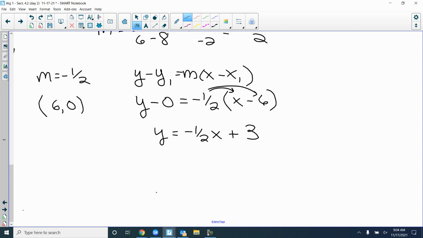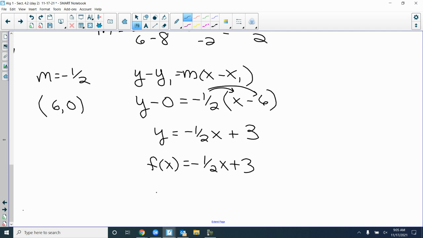Last thing though, because what did it say in the directions? It says write it as a what? Linear function. So the only thing I have to do is make this f of x equals negative 1/2 x plus 3. Okay, negative 1/2 x plus 3.